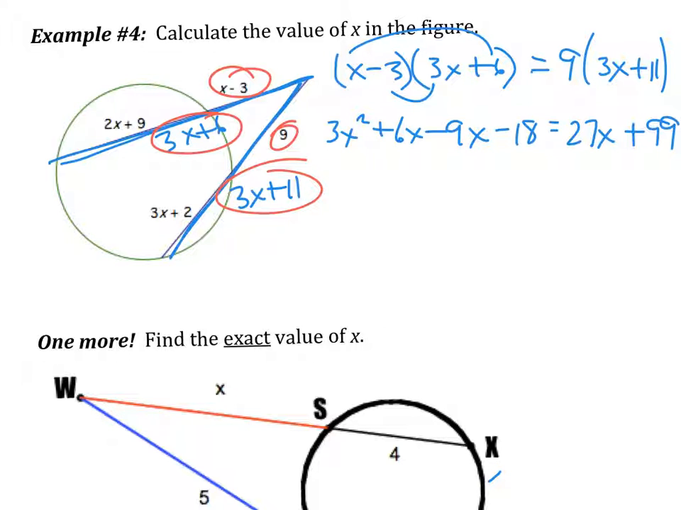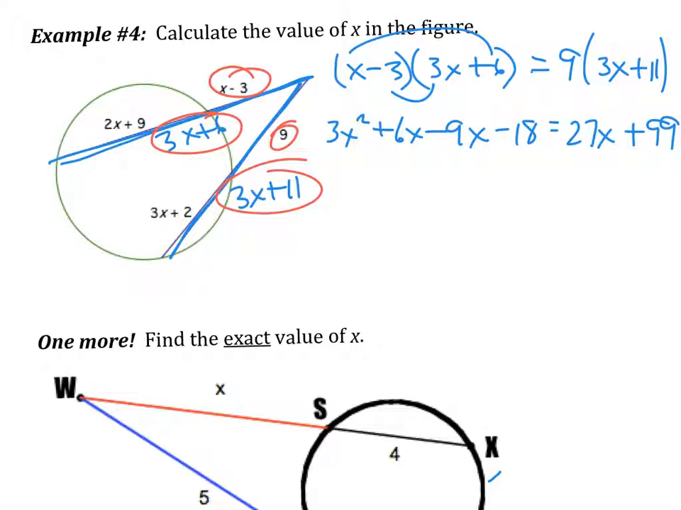So when you have an x squared and an x term, in order to solve, what's the one concept that we have to keep in mind? Set it equal to 0. So we have to get that too.